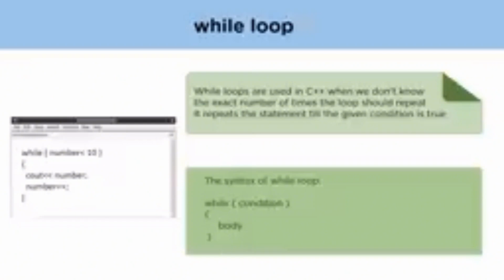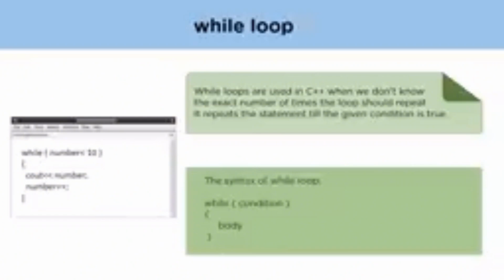For example, in this while loop, the condition is number < 10. That means the loop will keep on iterating till the number is less than 10, that is, till it becomes equal to 9. And inside the loop, after printing the variable number, we are incrementing the variable because we want to increment the variable number after each iteration.